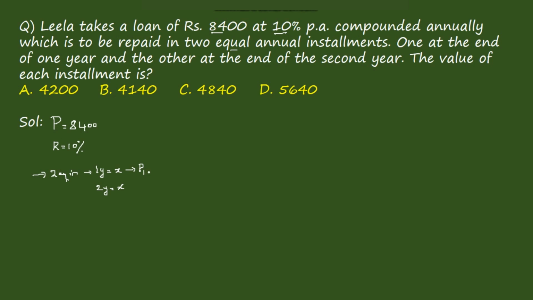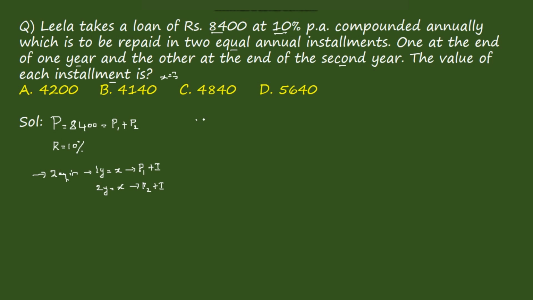It's the P1 amount. She would be paying interest also. Again in the second year she would be paying the P2 amount plus interest also. Here P2 is a part of 8400. So we can say that 8400 is equal to P1 plus P2. Again, they are saying one at the end of the first year and the other at the second year. We have to find the value of each installment, X.